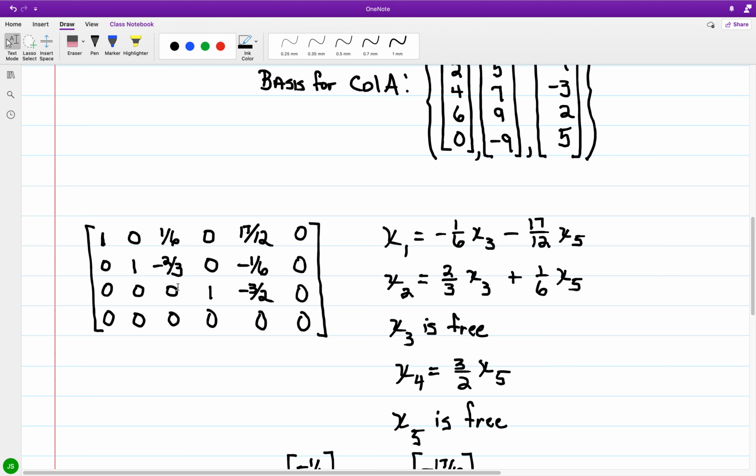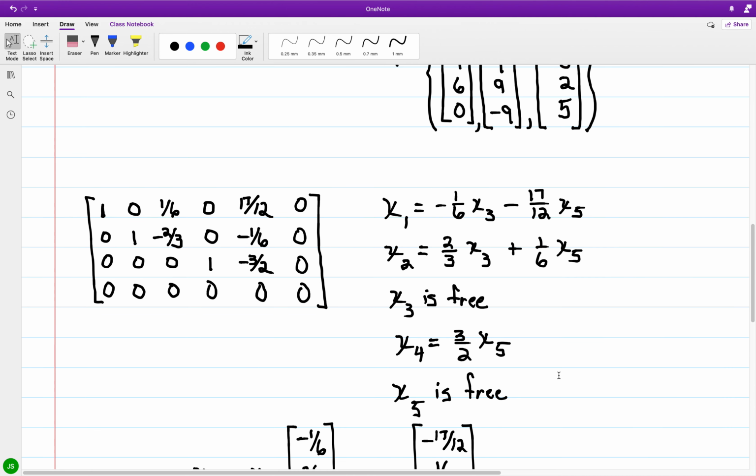Now again, there is no pivot in the third column, so x of 3 is free. The last pivot was in the fourth column, so x of 4 is equal to 3 halves of x of 5. And again, there is no pivot in the fifth column, and thus, like x of 3, x of 5 is free.